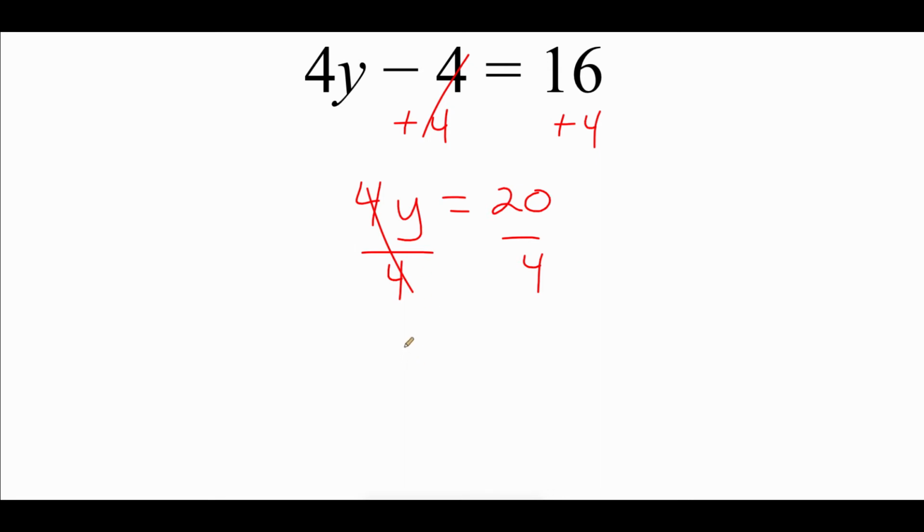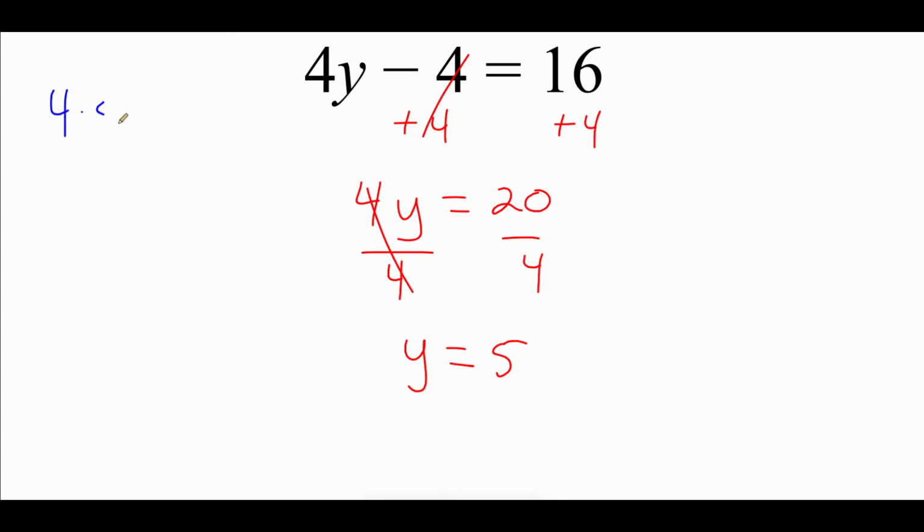So on the left-hand side, we're going to get y equals, and then on the right-hand side, 20 divided by 4 is 5. Then we're going to go back up to our original equation, and we're going to plug in that y value of 5 just to make sure that everything works out the way it's supposed to.